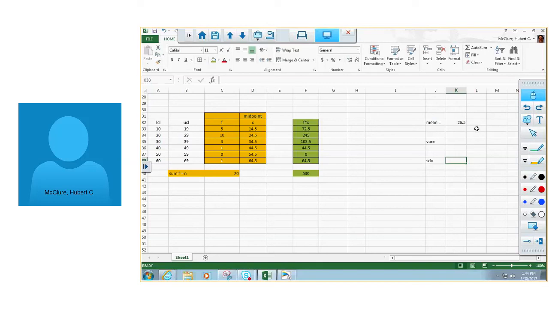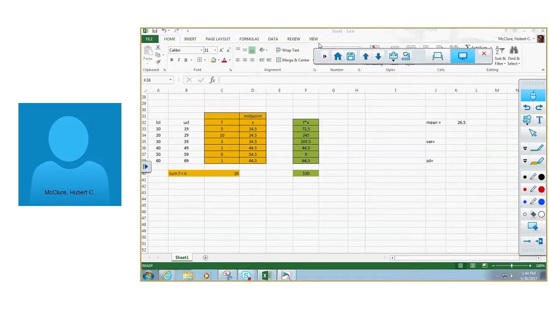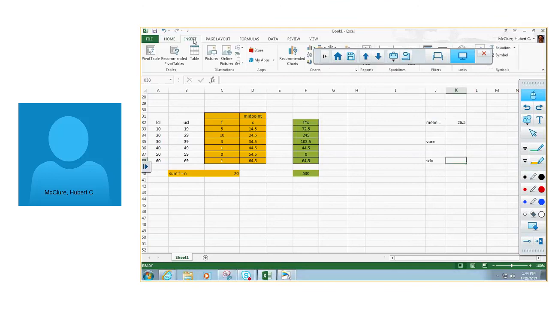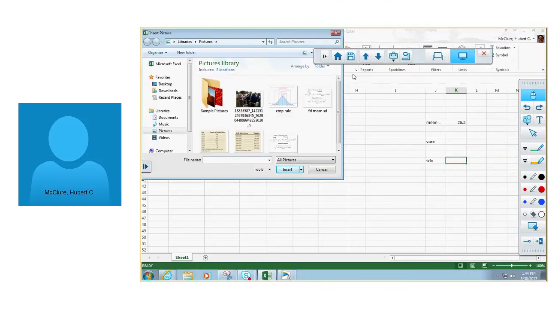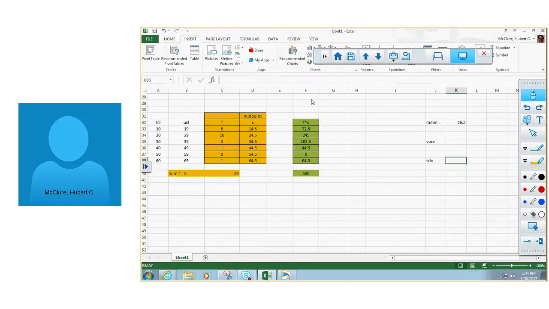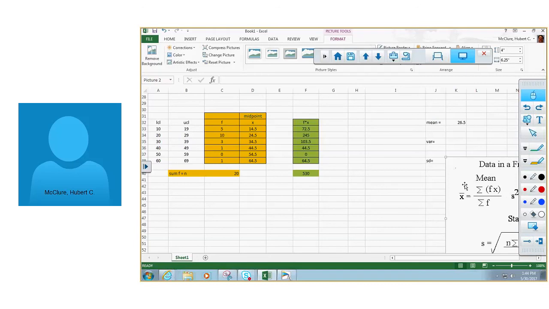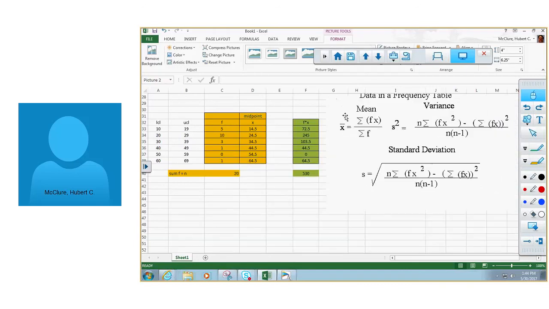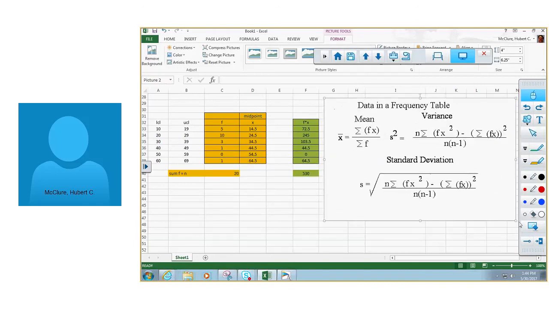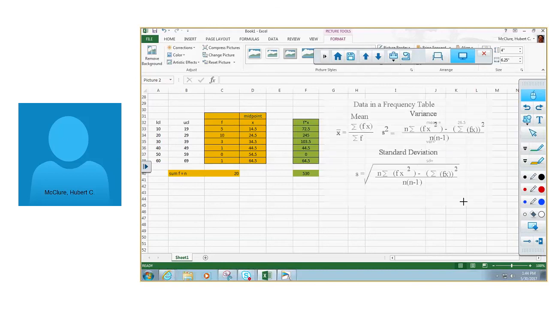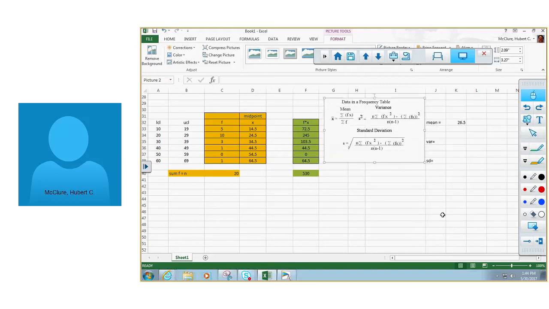Okay, so remember our handy-dandy formula sheet. Let's bring in our handy-dandy formula sheet. All right, here's our formula sheet. I'm going to make it very small. Okay, there's our formula sheet.